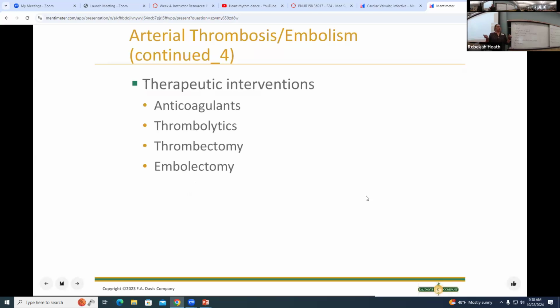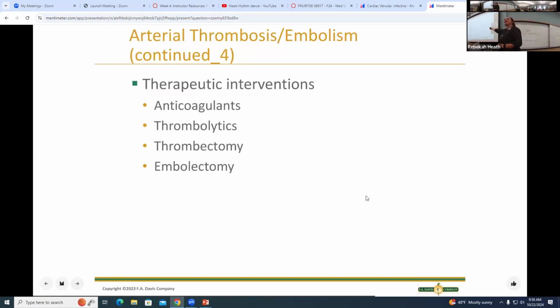So what are we gonna do if they start having a clot somewhere? Probably gonna have them on anticoagulants, right? We don't want them to form more clots. The anticoagulant is not going to break up the clot. It's going to make sure they don't form more clots.